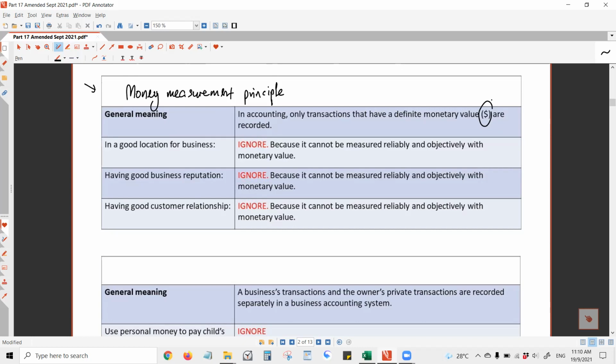Okay, I will give you some examples. You will understand this very well. This is a very easy accounting principle. If they ask you for the general meaning, what is meant by money measurement principle, then you give them this line as the answer. In accounting, only transactions that have a definite monetary value are recorded. Have a definite monetary value means you can measure it with dollar, with value. You can put a value upon something. That's what we call a definite monetary value.